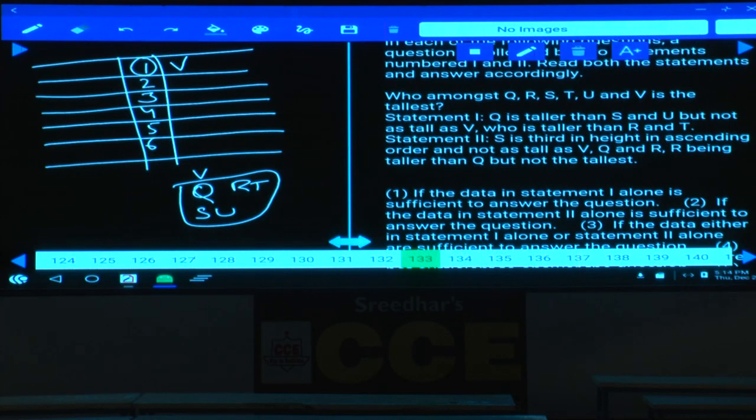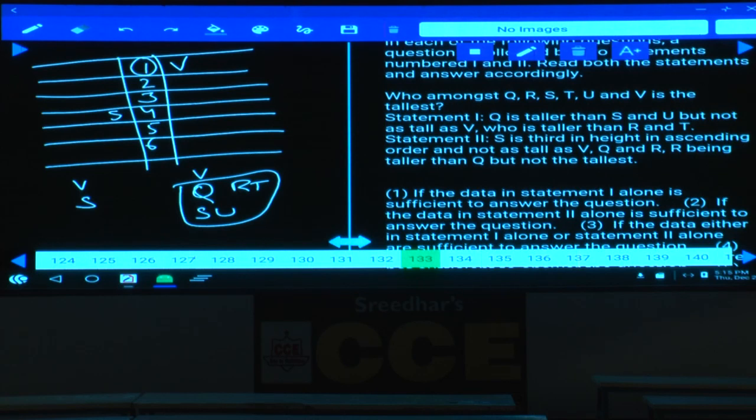Then coming to the second one, S is the third in height in ascending order, isn't it? S is third in height in ascending order means tell me what is the position of this S? Out of these 1, 2, 3, 4, 5, 6, tell me what is the position of S? 4 or 3? 4. In the ascending order means from the shortest, hence S must be at this place. Here S is third in height in ascending order and not as tall as V. Not as tall as V means V is taller than S.